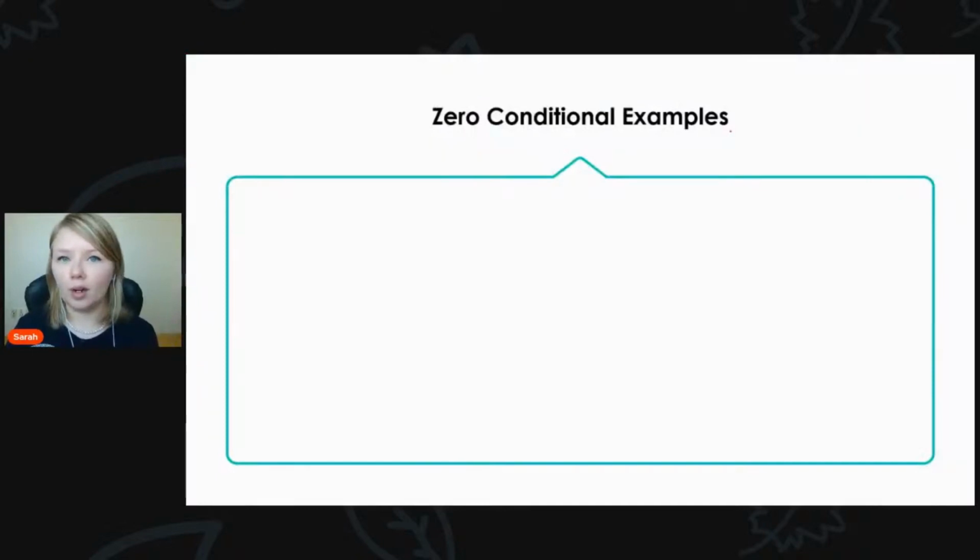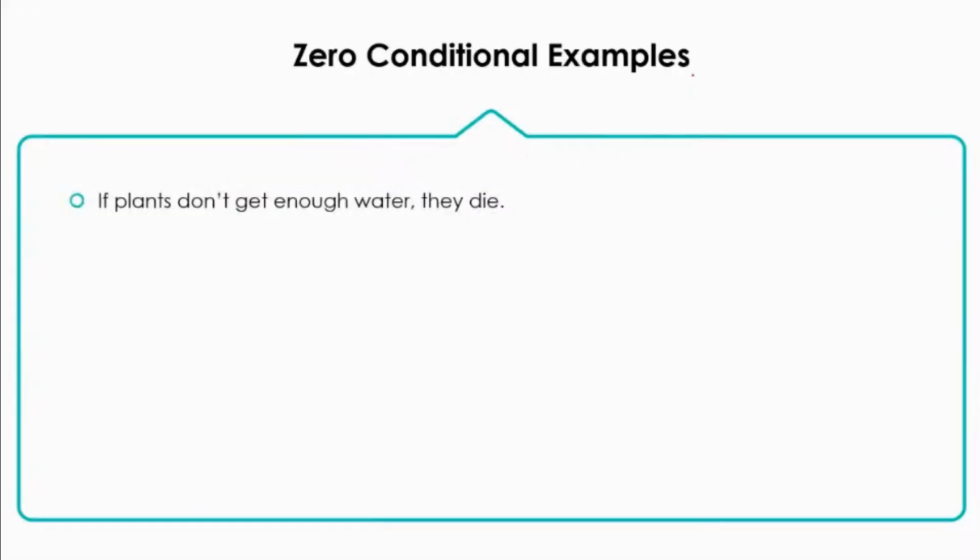Let's look at some more examples. So here's another example. In this case, we are using a negative. If plants don't get enough water, they die. Right? So here we're using, again, simple present. If plants don't get enough water, they die. Sad but true. I have many plants, so I know this all too well.